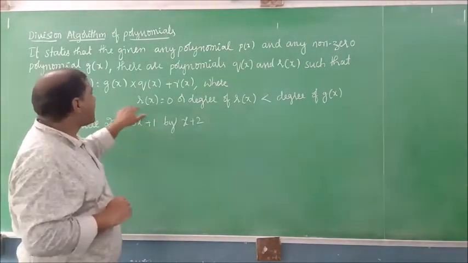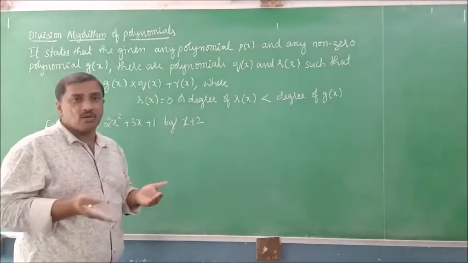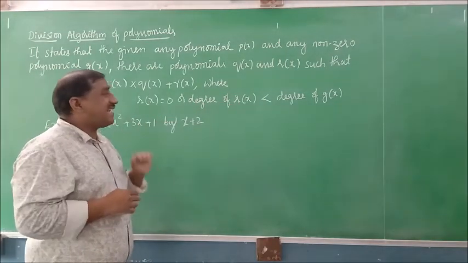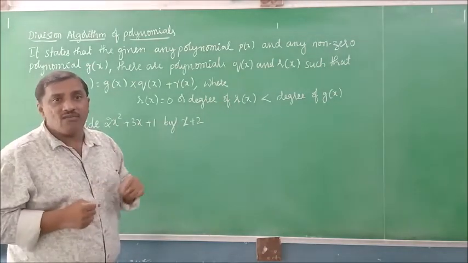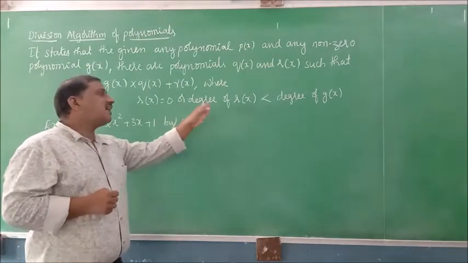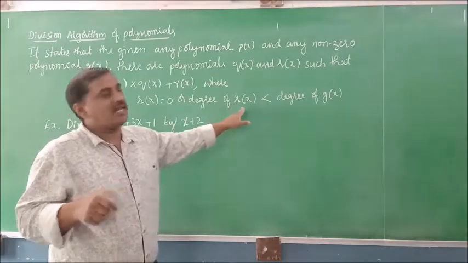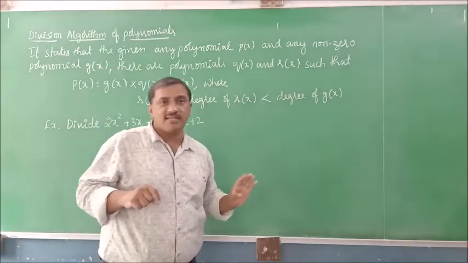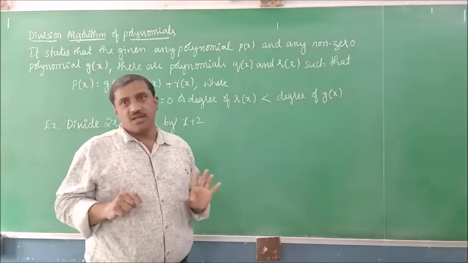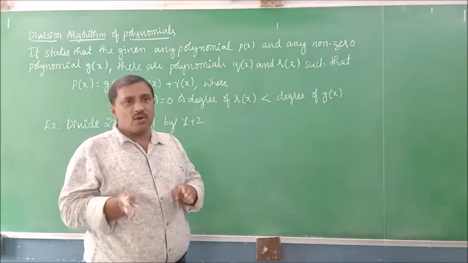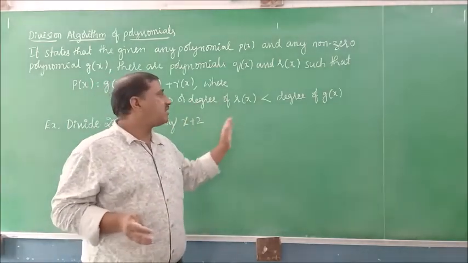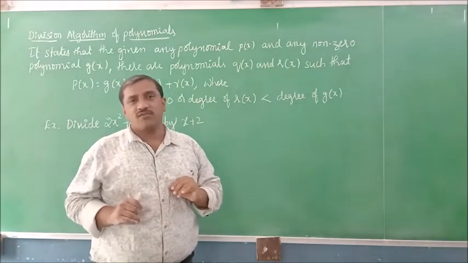But here, the remainder r of x may be 0, or if it is not 0, the degree of r of x is less than the degree of g of x. That is, the degree of the remainder polynomial is less than the degree of g of x. g of x is nothing but the divisor polynomial. So two cases: the remainder may be 0, or if the remainder is not equal to 0, the degree of r of x should be less than the degree of g of x.